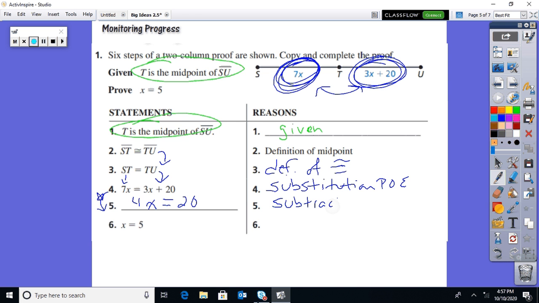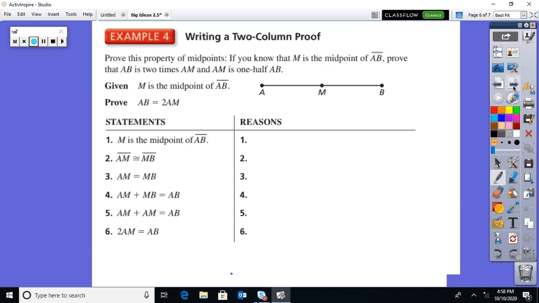And that is the subtraction property of equality. And then the last step, you divide both sides by 4, right? To go from here to here. So there is your division property of equality. So that's a two-column proof. You're just stating the reasons of what allowed you to write all these things over there.